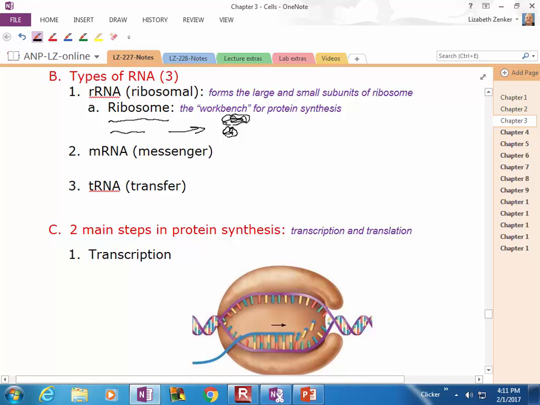Messenger RNA is the copied code for the protein, okay, which originated from DNA. That's how it got transcribed, right? And it's going to go from the nucleus to the cytoplasm.